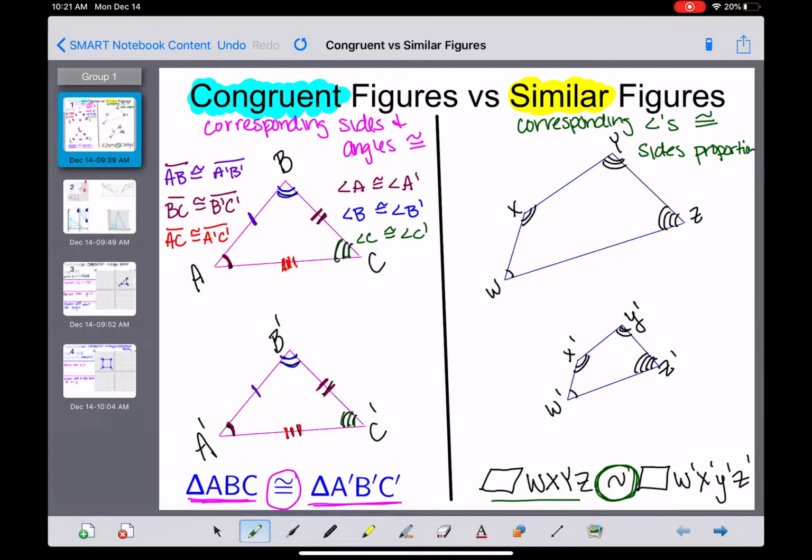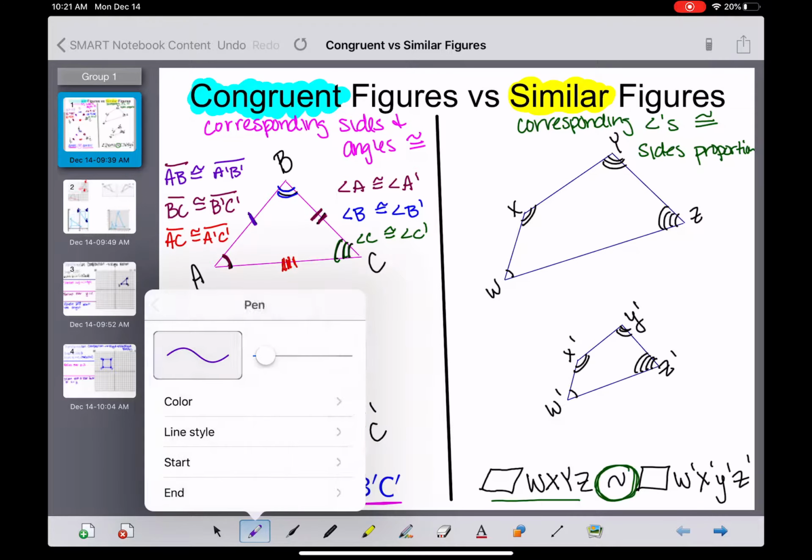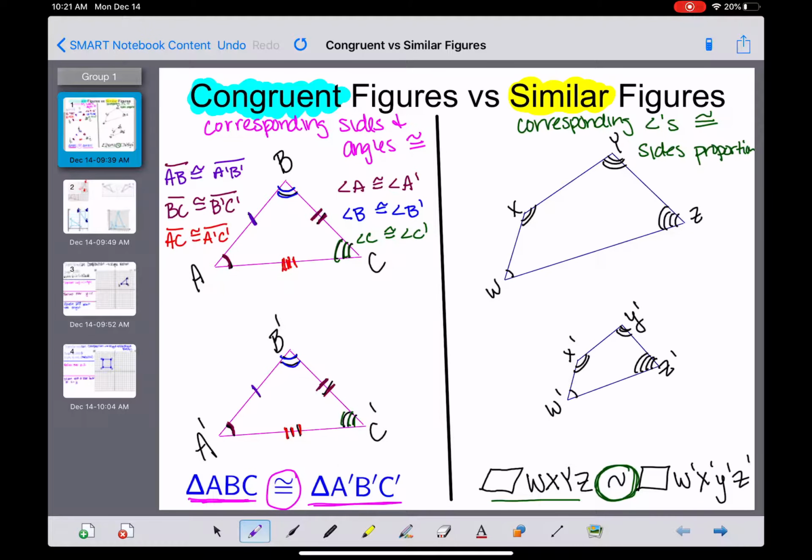So the only statements that we can make of congruency deal with their angles. So angle W is congruent to angle W prime, one arc. Angle X is congruent to angle X prime because of the two arcs. Angle Y is congruent to angle Y prime because of the three arcs. And angle Z is congruent to angle Z prime because they each have four arcs.